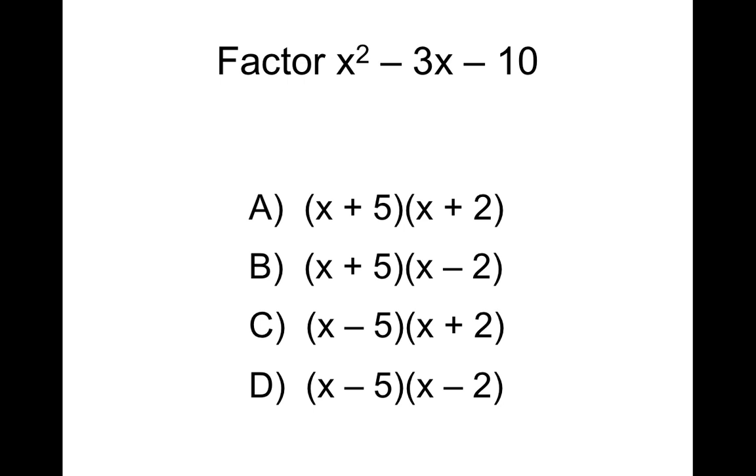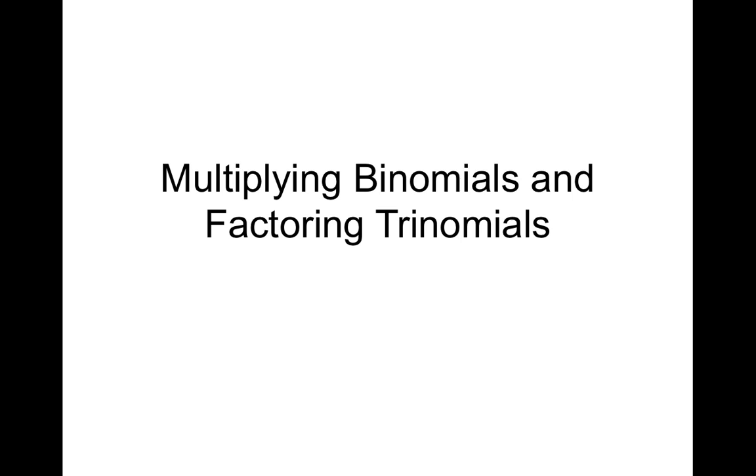Feel free to use scratch paper, draw a diagram. You'll need to think carefully about positive and negative integers. Remember that we're looking for two numbers that add up to negative 3, but also multiply to make negative 10. The correct factorization is choice C, because negative 5 and 2, those add to make a negative 3, and they also multiply to make negative 10. We've been multiplying binomials and factoring trinomials.